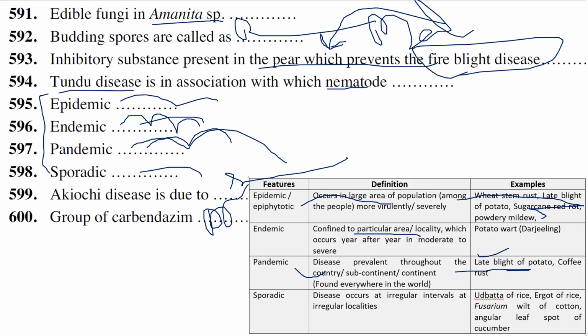Late blight of potato and coffee rust generally, wheat stem rust also. Sporadic disease occurs at irregular intervals and irregular localities. Examples are blast and ergot of rice, Fusarium wilt of cotton, angular spot of cucumber. These are a couple of examples.